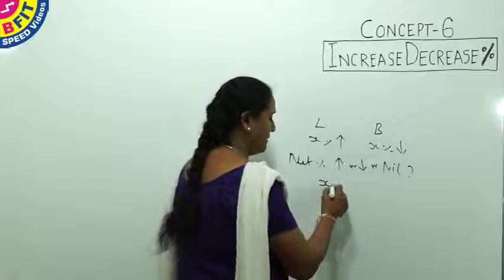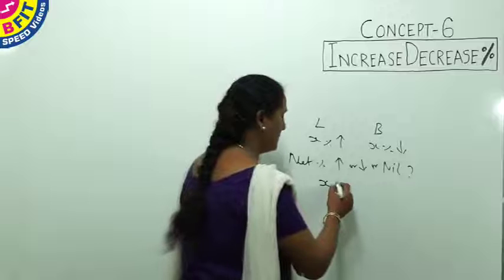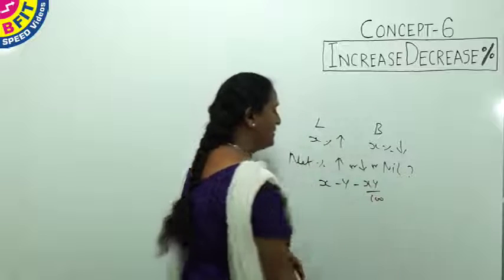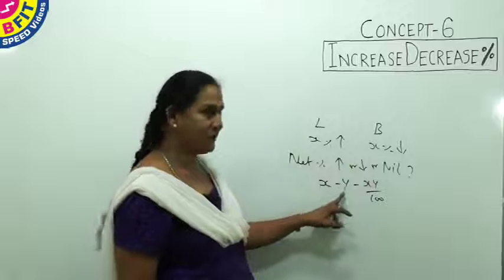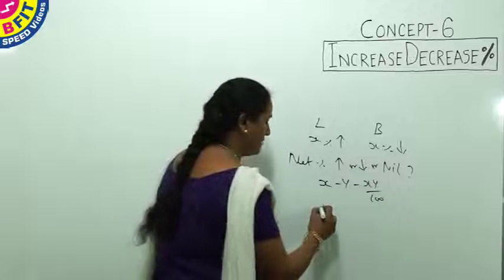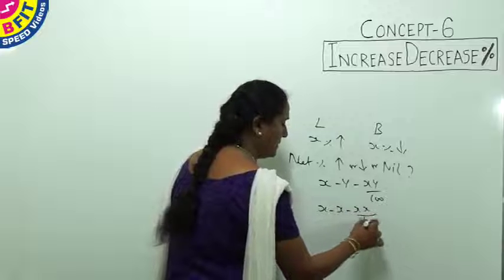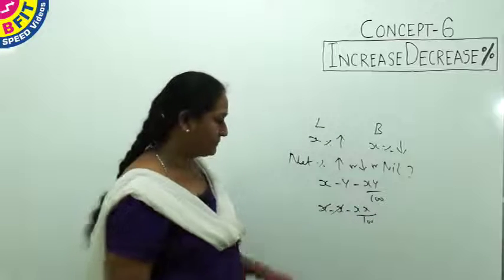So what is the net change when one is increased, the other is decreased? It is x minus y minus xy by 100. Now here both the values are x, same. So instead of y, we will take x itself. So it is x minus x into x by 100. So plus x minus x gets cancelled.